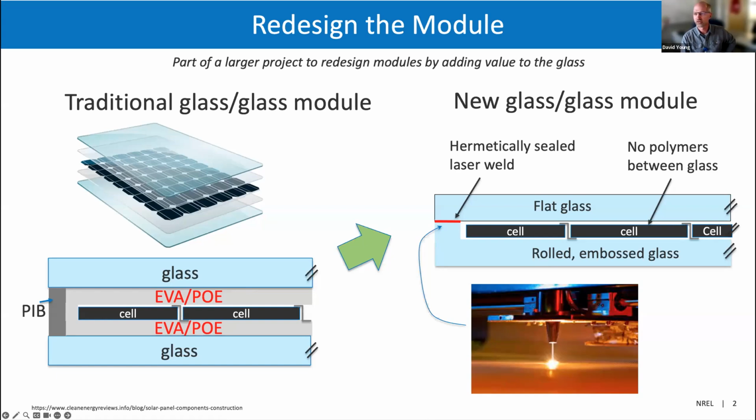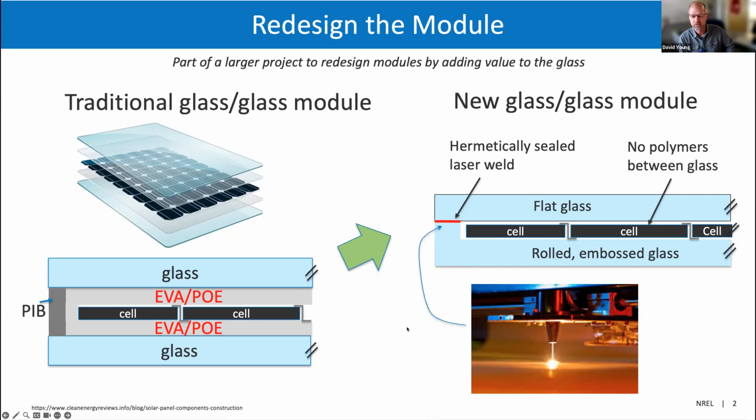So the traditional module, as we all know, is a glass module, can be at least, and it's laminated with EVA or POE, and usually some sort of other polymer maybe on the edges to keep moisture out. And this whole project actually started during a sit down and brainstorm about what could we do to redesign the module to improve it in lots of different areas. And one of the areas that I was interested in is what could we do with adding value to the glass in order to help with the redesign.